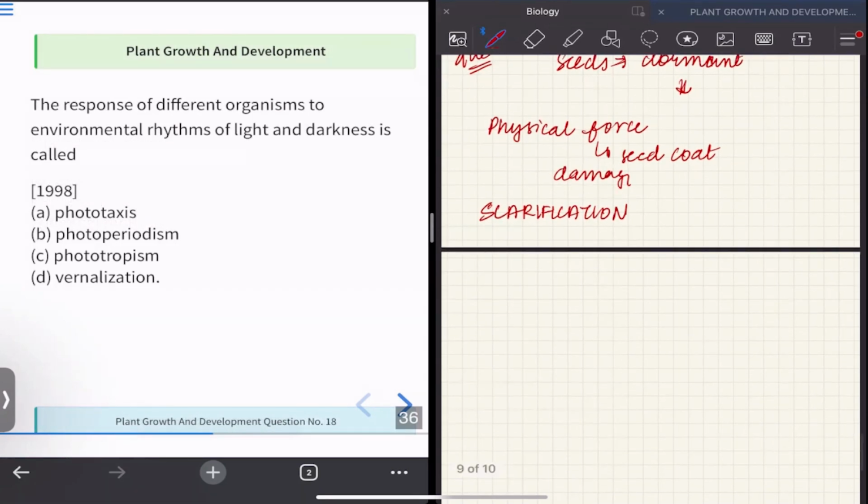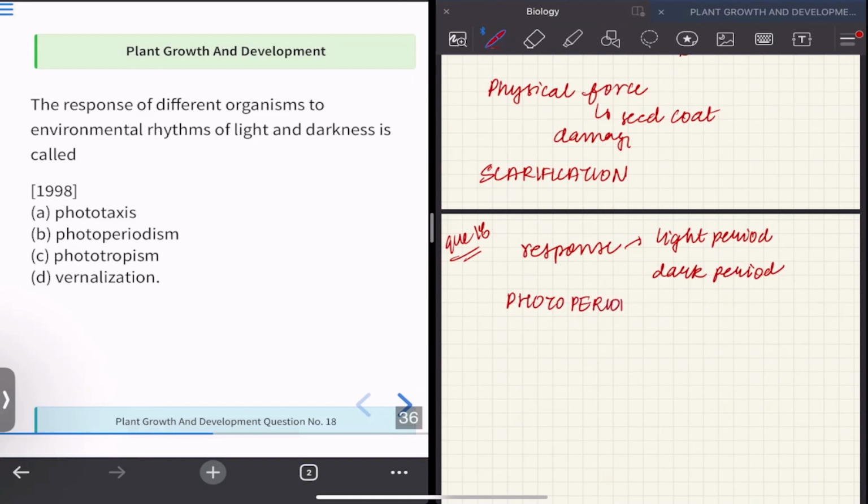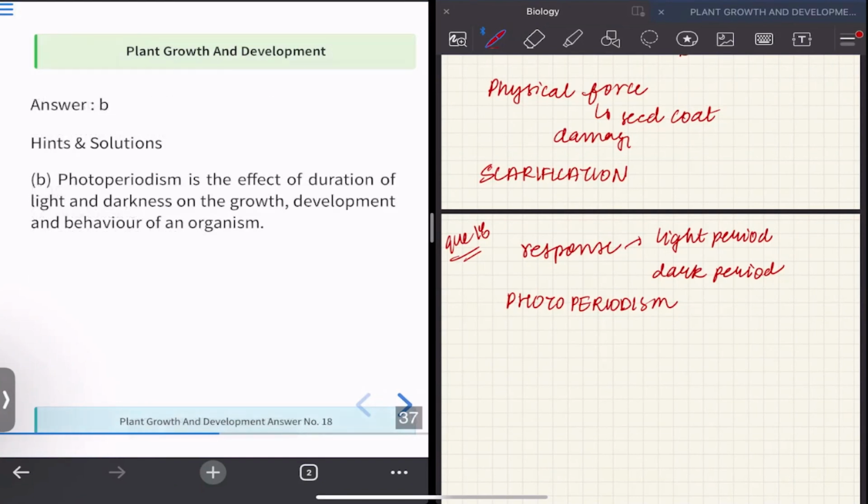So the response of different organisms to the environmental rhythm of light and darkness. Again, we have already studied this. So question number 18, we have response to light period and dark period. This particular process is known as photoperiodism. Okay. What is vernalization? It is the exposure of the seed to low temperature. Okay. So phototropism is the movement towards light. So photoperiodism is the effect of duration of light and darkness on the growth, development, and behavior of an organism.